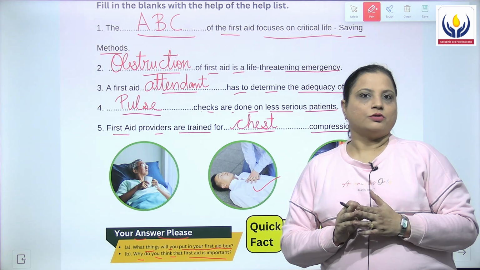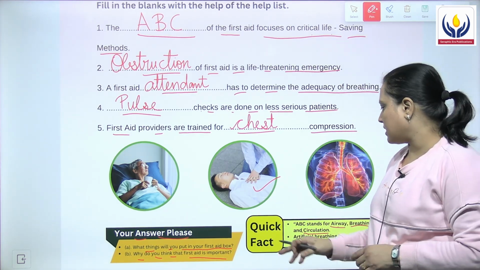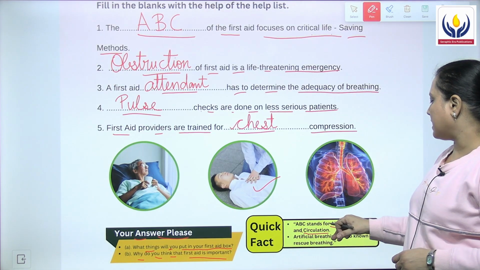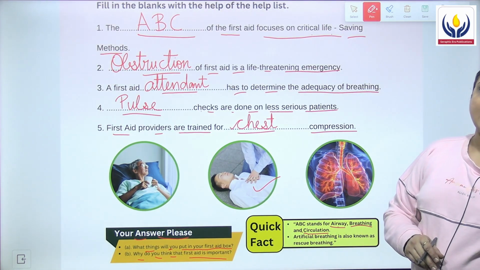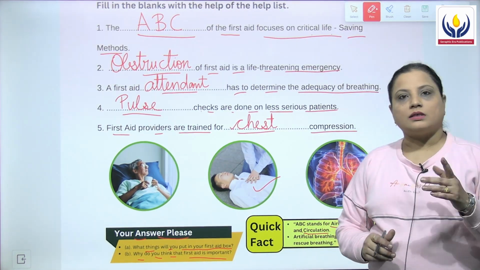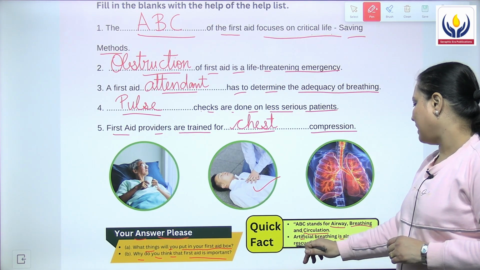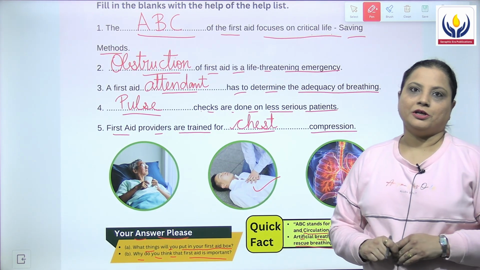Then next, moving on to the quick fact. The quick fact says that, as I already told you, what does ABC stand for? ABC stands for airway, breathing and circulation. The second one is artificial breathing is also known as rescue breathing.